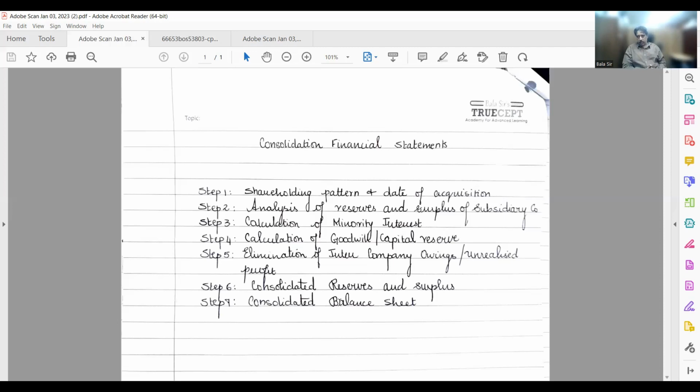At the year end, you should eliminate any intercompany owings and any unrealized profit on goods sold to one another. Any profit which is not earned by the group should be eliminated. So what is the meaning of intercompany owings?